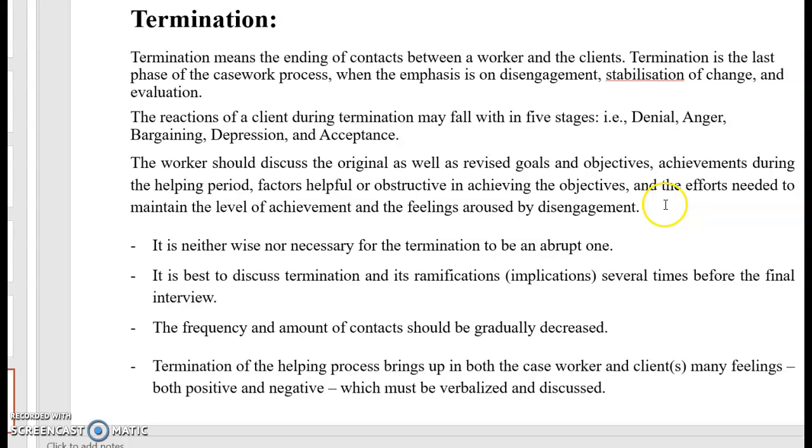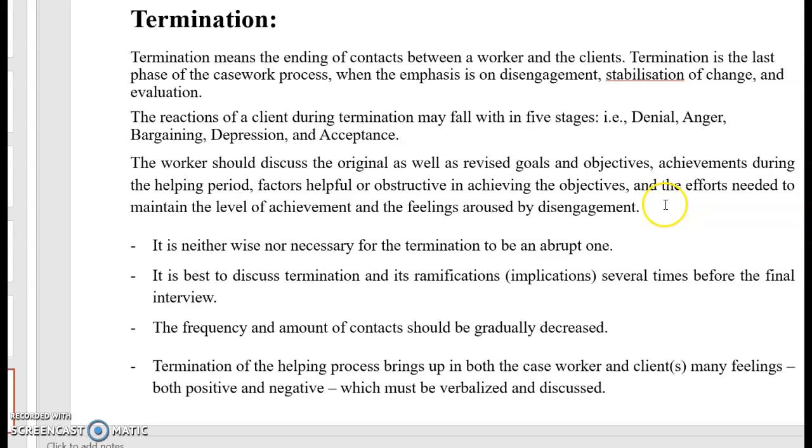Then the client may also bargain. No, please, please, can you carry on for another few days? Please, please, please. In that way. Then depression. Sometimes the client is very depressed, very sad, because the casework process is going to end now. Sometimes the client may cry also.